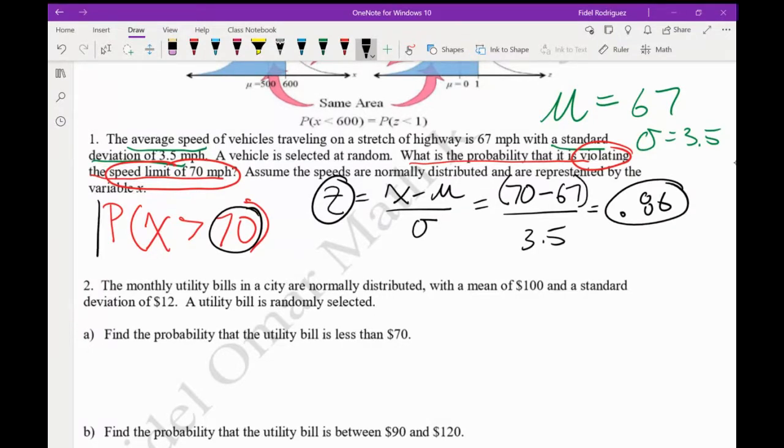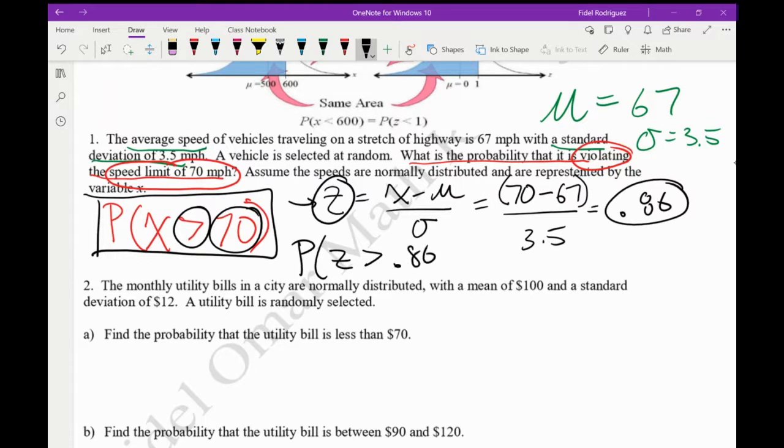So what this means is, remember, we were saying what's the probability that x is bigger than 70? Because we converted that x value to a z-score, what we're now saying is what's the probability that z, I'm still going to keep the symbol, is greater than 0.86.